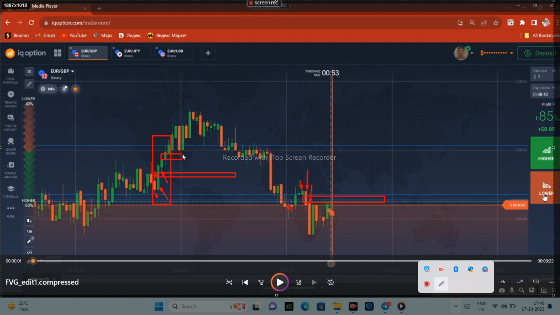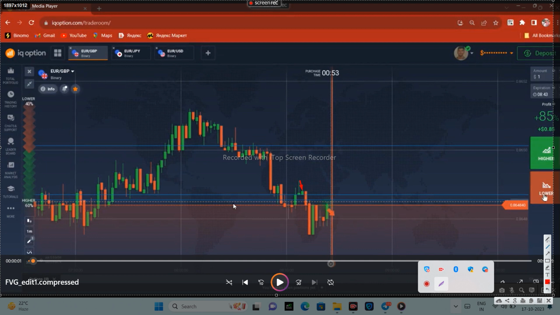Yes, that one. And how we will use it in the binary trading? It should not be mitigated. Suppose mitigation means if the wick of this candle touches this fair value gap or approaches up to that point, then this will be mitigated fair value gap, and we will not use that to take the trade. We will not consider it.